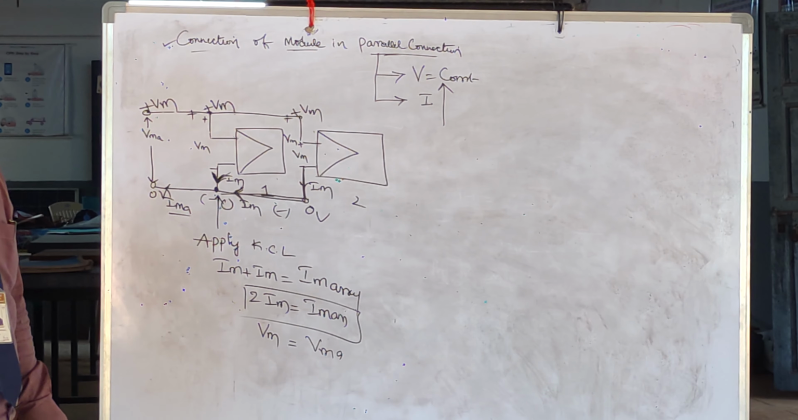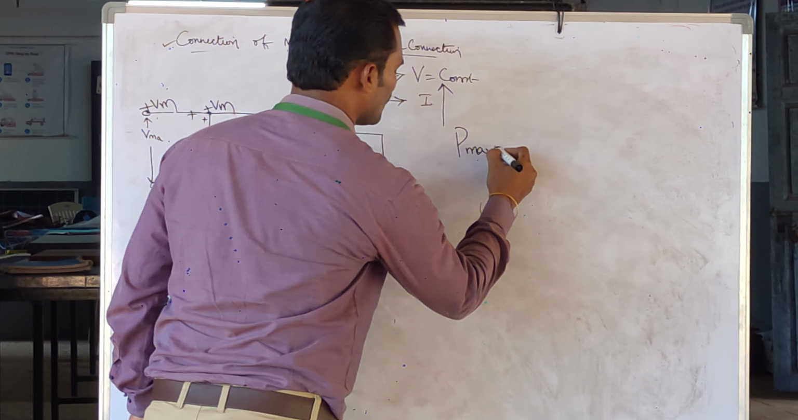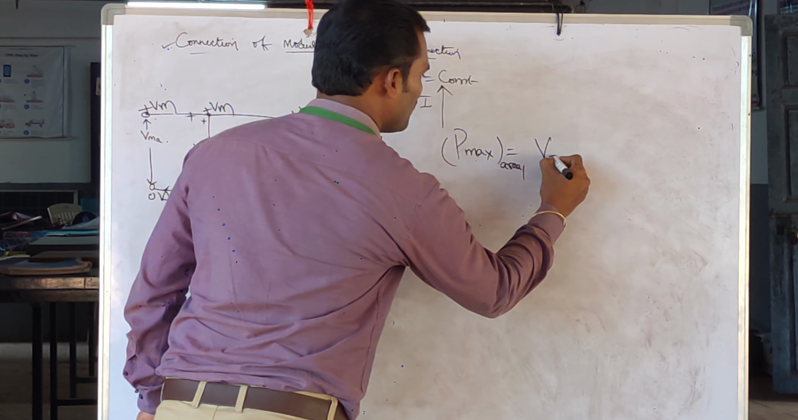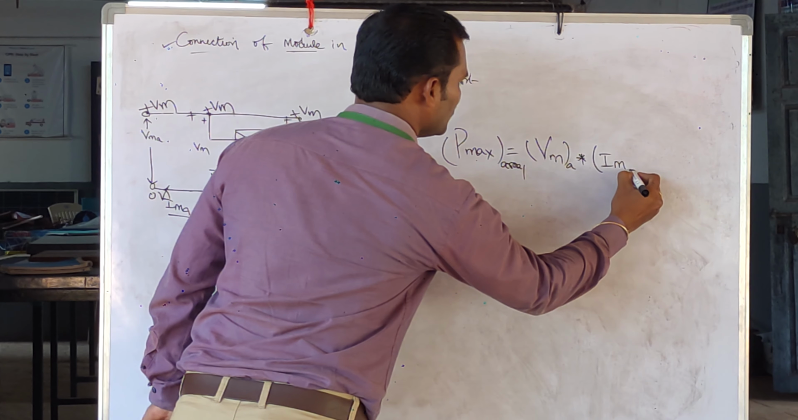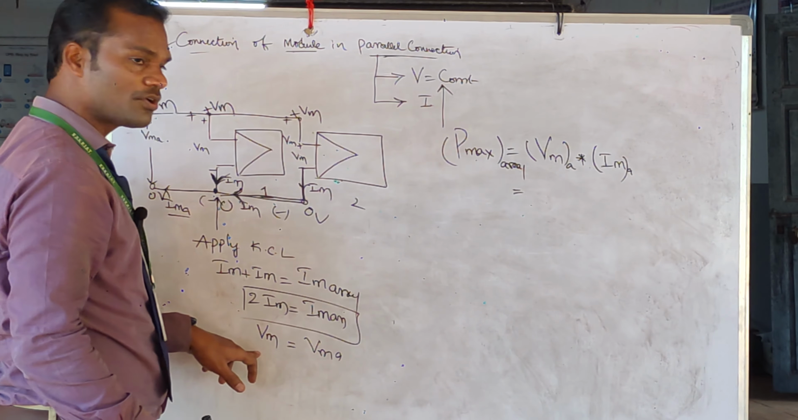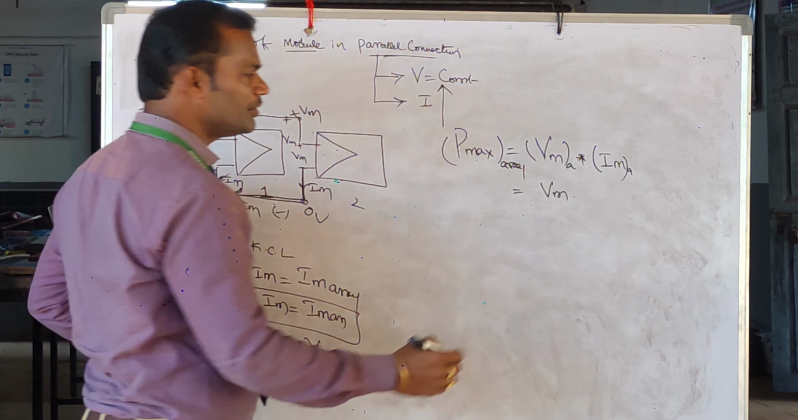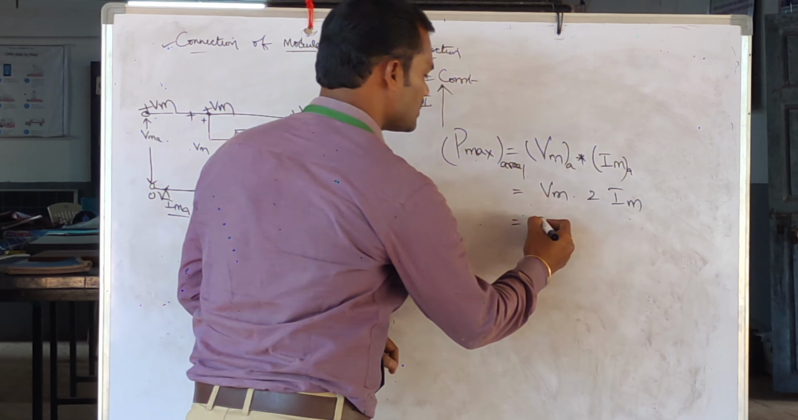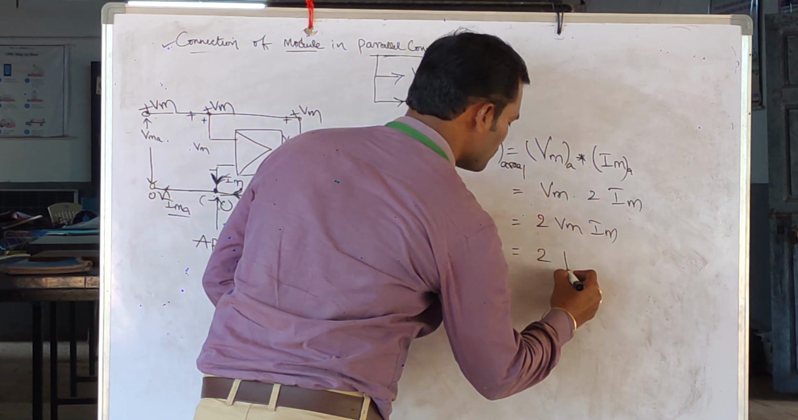Now we are going to calculate the maximum array power. The maximum power of the array is equal to the maximum voltage of the array multiplied with the maximum current of the array. So what is the maximum voltage of the array? You got Vm, multiplied with the maximum current of the array, which is 2 into Im. So therefore it is 2 into Vm into Im, which is nothing but 2 times Pm.